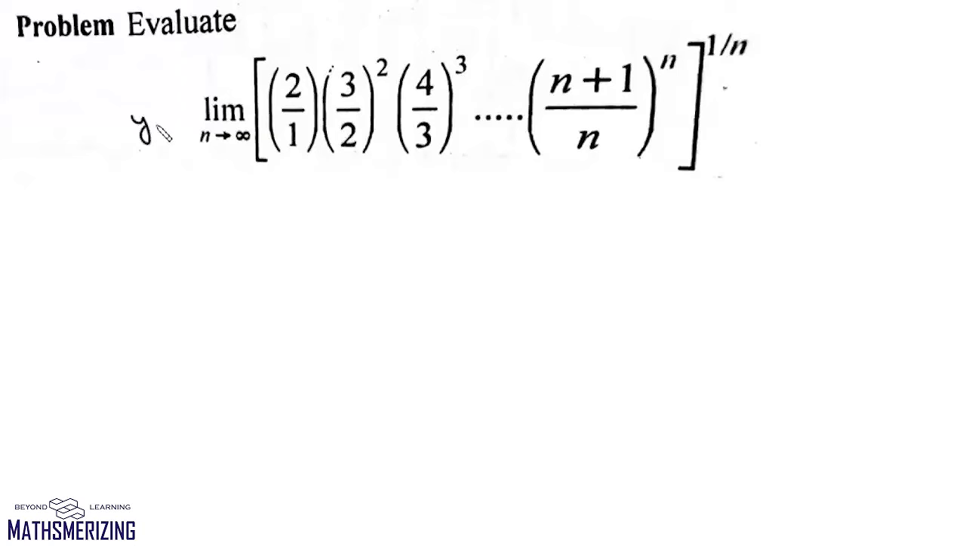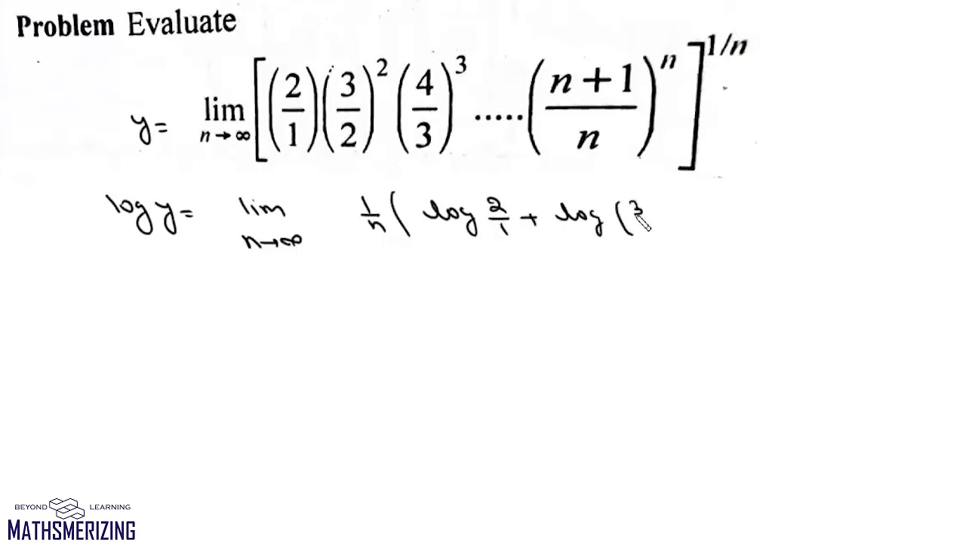Now we'll take this as y, and if we take log, we can write log y equals limit n tends to infinite 1 by n [log 2 upon 1 plus log 3 upon 2 square plus log ((n plus 1) upon n) whole to the power n].